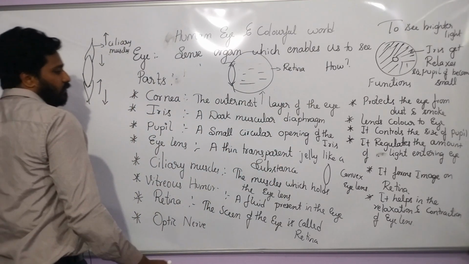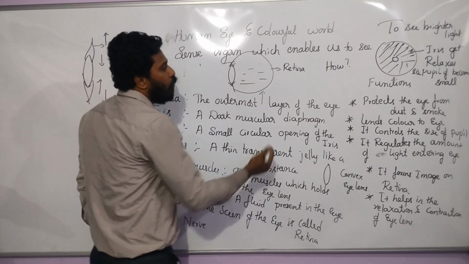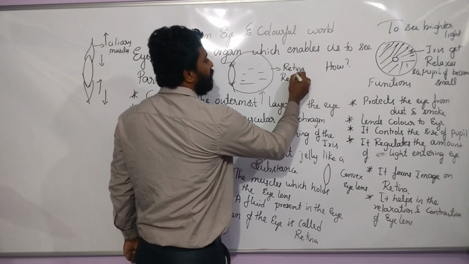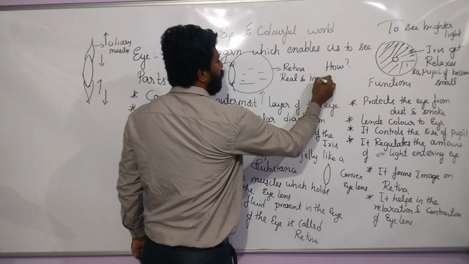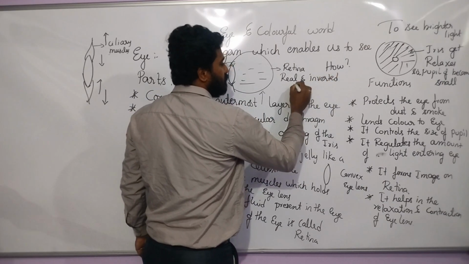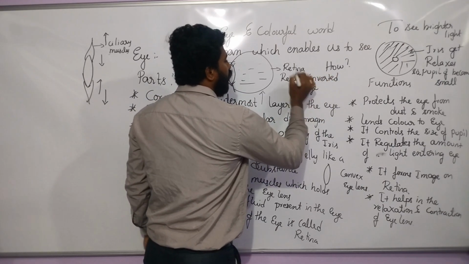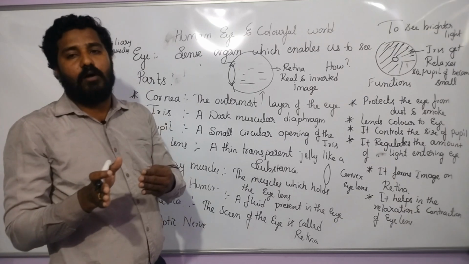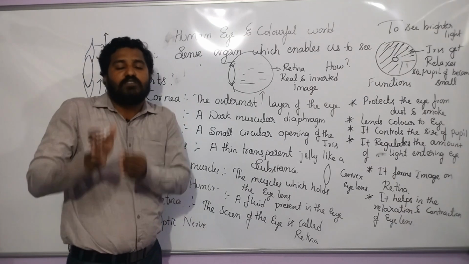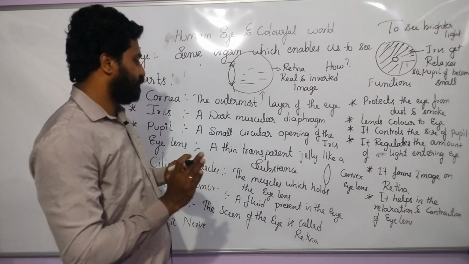What is the function? It is just the screen of our eye where a real and inverted image is formed. Real and inverted images are formed on the retina.